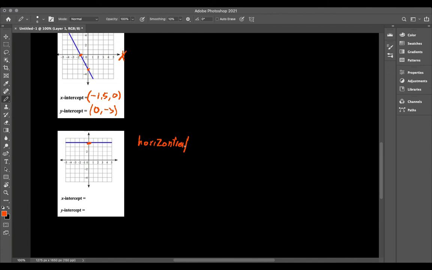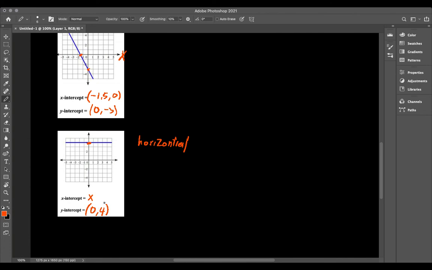Let me actually finish writing horizontal. Okay, horizontal lines don't have an x-intercept. The horizontal line would only have a y-intercept. So therefore, there would be no x-intercept for this one, but the y-intercept is good. So at this point right here, we have 0. We go up 1, 2, 3, 4. So that would be 4. So 0, 4 would be the answer to that, and that would be the y-intercept, 0, 4, okay?